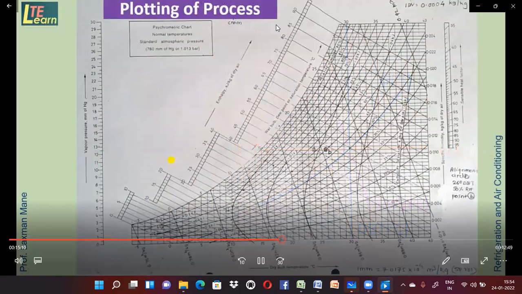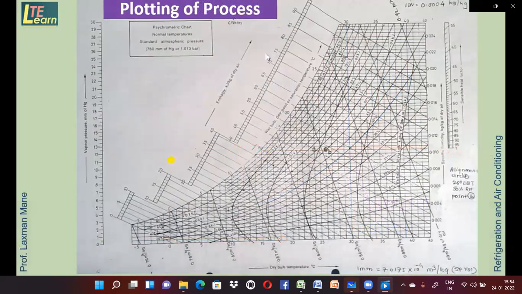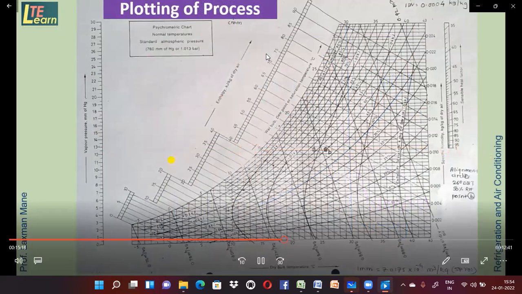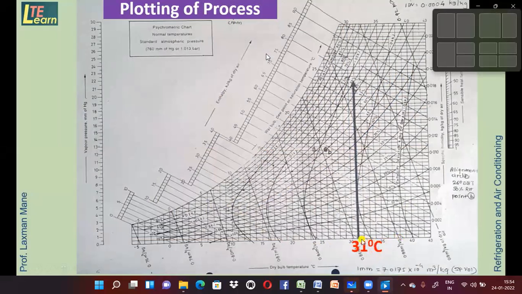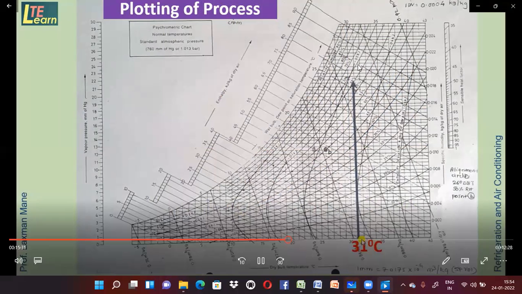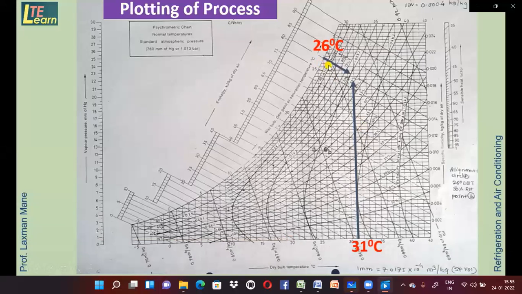Now we will see the procedure of plotting a psychrometric process on the psychrometric chart. For that we need the set of temperatures at inlet and outlet. At inlet, take the dry bulb temperature. From the dry bulb temperature value on the chart, draw the vertical line, projecting it in this way. This is the wet bulb temperature; project the WBT line parallel to the WBT lines. The intersection point is point number 1.